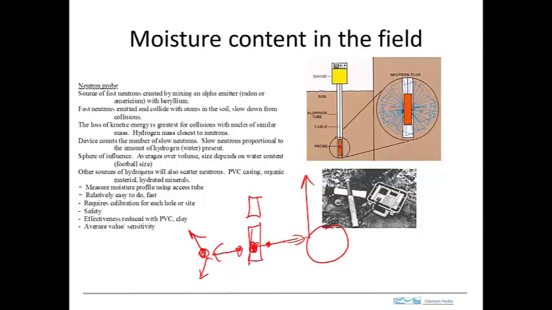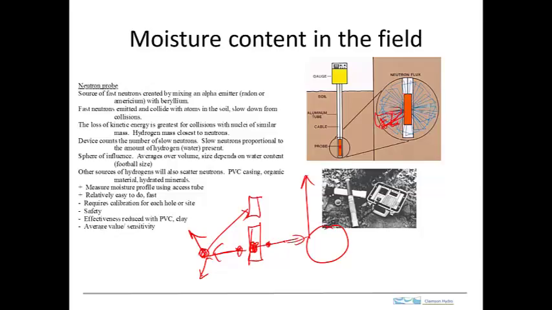So the neutron would come out, it would hit this guy, and some of them would bounce back and hit the detector. Okay, so that's what's being shown here, with this diagram up here. These neutrons are coming out from the radioactive source. They're hitting hydrogens and they're bouncing around, and some of them are bouncing back and being detected. Okay, so the presence of hydrogen really is an indication of the water content. Clays have some hydrogen, that certainly is true, and so that will be a factor.